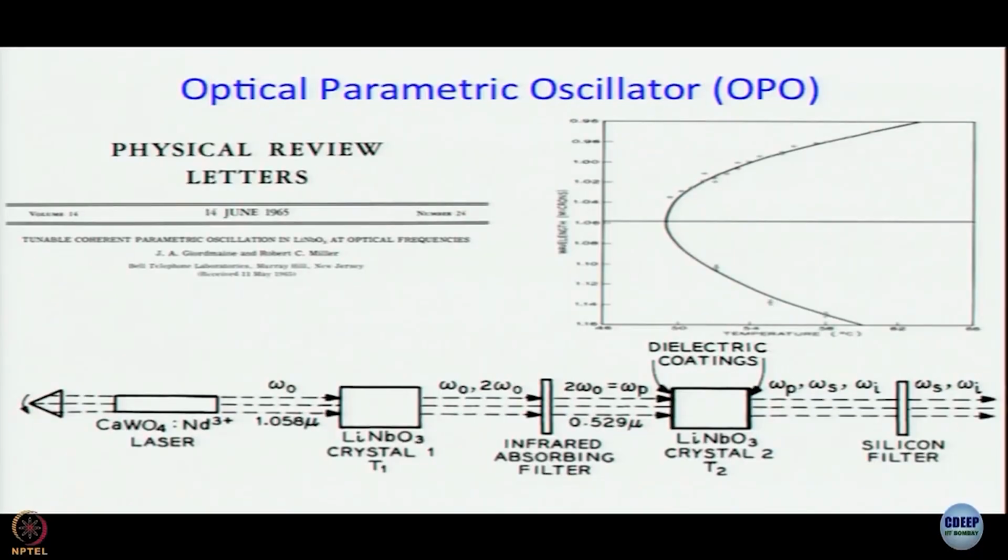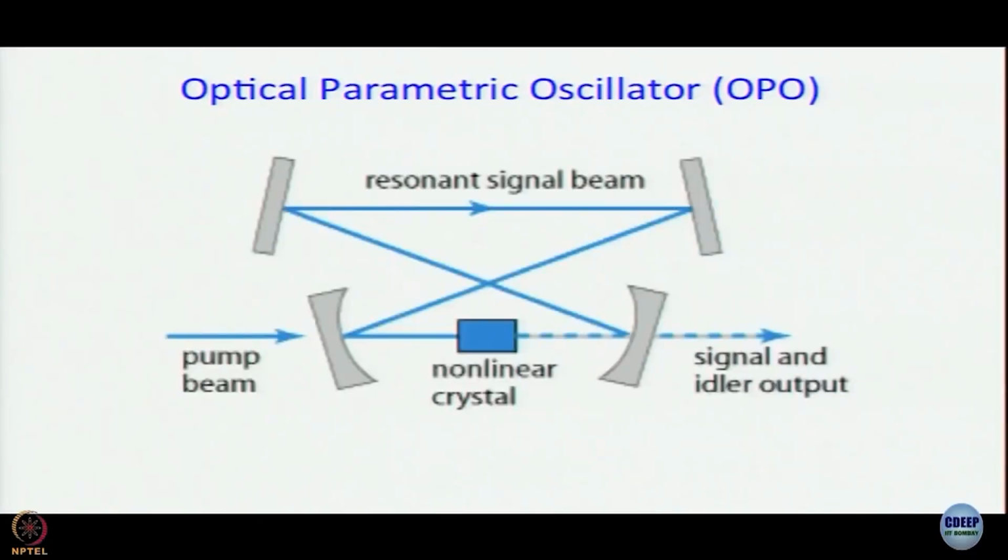Okay. So, this is one of the first examples of optical parametric oscillator. I have not shown the entire diagram here. The entire diagram would look something like this, where this nonlinear crystal is actually put inside a laser cavity, so that the resonant signal beam gets amplified a little bit, and signal and idler output typically travel in the same direction. Then you can further separate them by using separation optics like dichroic mirrors.